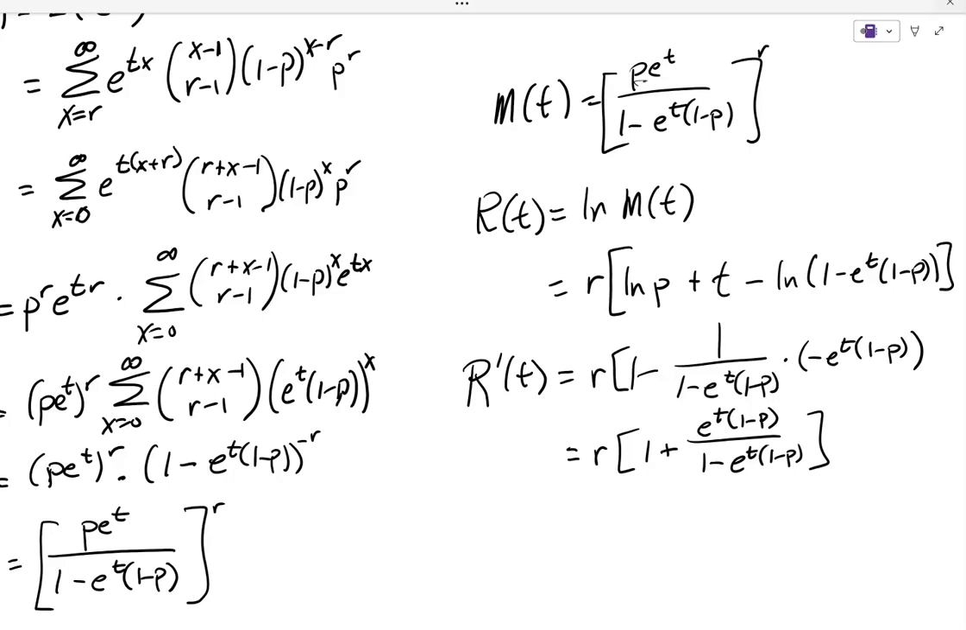How do we use this to find the mean now? What do we plug in for t? 0, right?